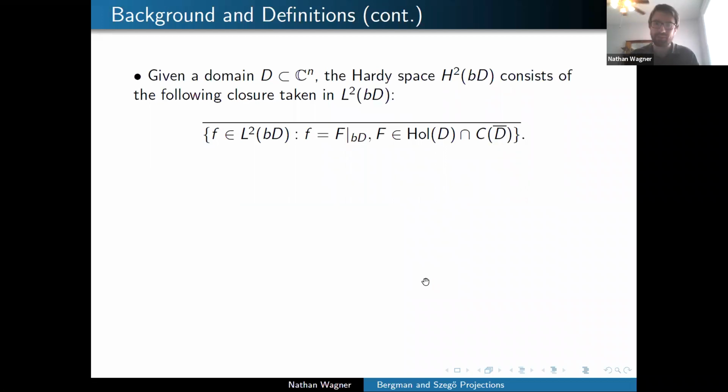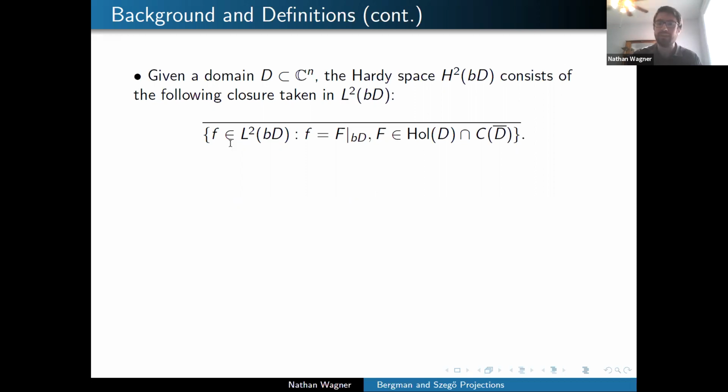So let me talk about Hardy spaces. I think probably everybody here is familiar with the Hardy space on the disk, but I'm going to start by defining a more general notion of a Hardy space on a general domain. If we have a domain in Cn, we can define a Hardy space this way. We look at the following closure, which is taken in the L2 norm of the boundary.